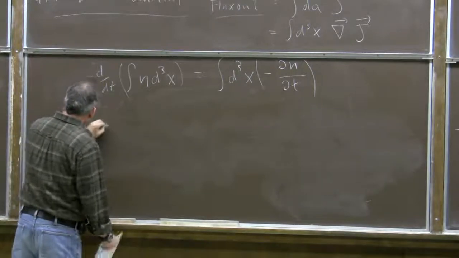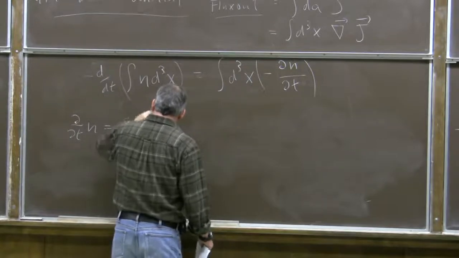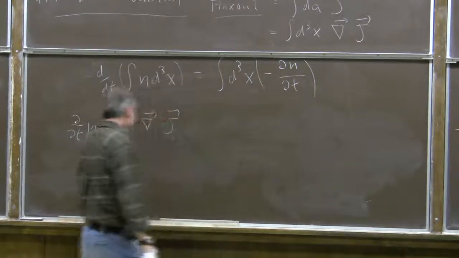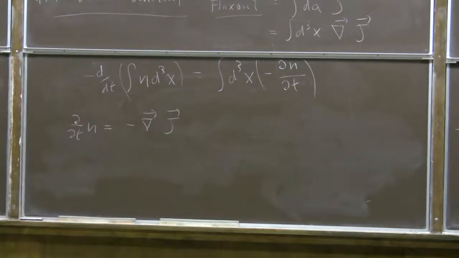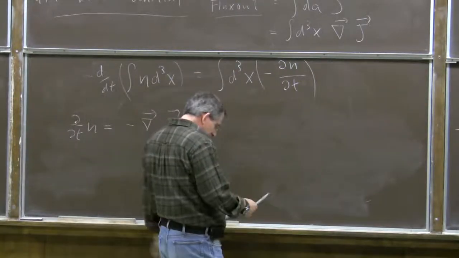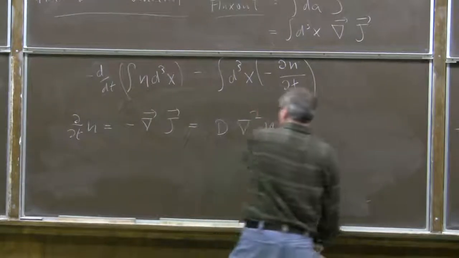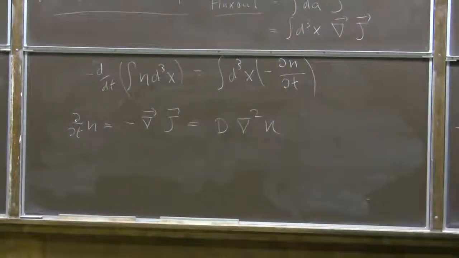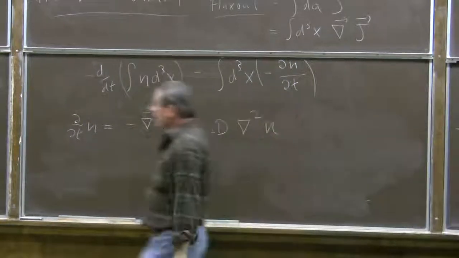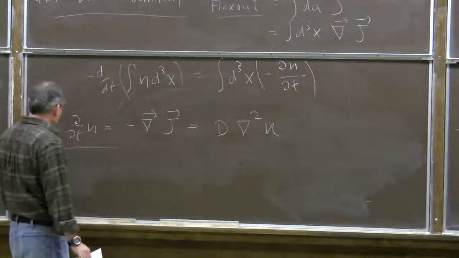d/dt of the density of ink molecules is equal to minus the divergence of the flux, but according to Fick, the flux can be written as minus D times the gradient of the density. So this becomes D times the gradient squared of the density. So our conclusion is that the density of ink molecules obeys the partial differential equation.